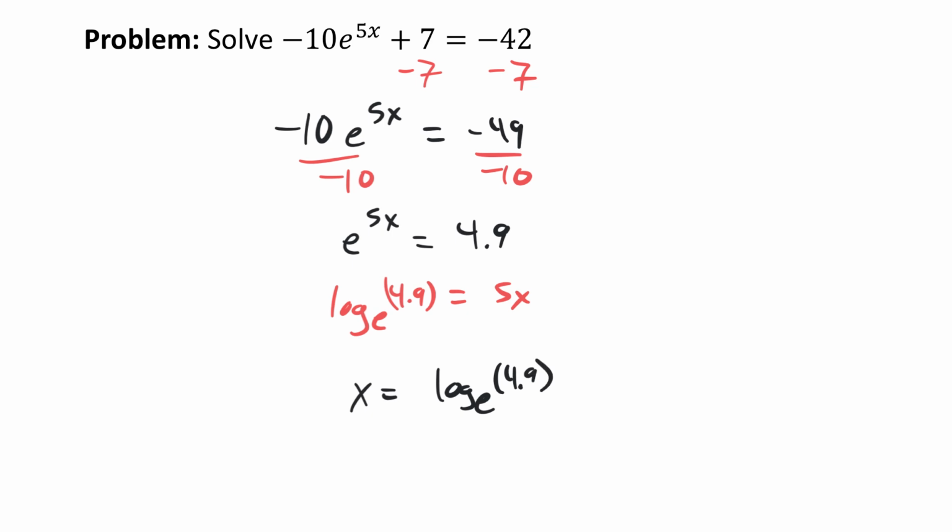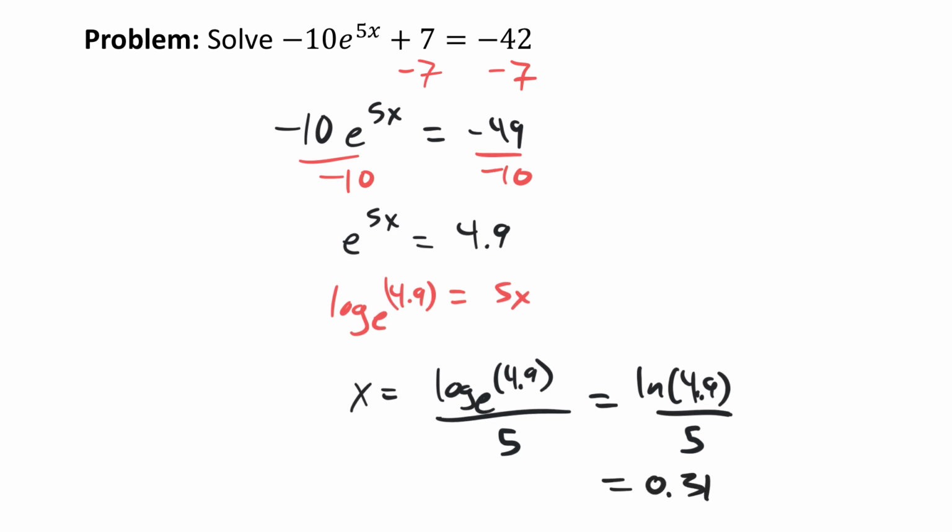over 5, which we could also write as ln 4.9 over 5 if we were just wanting to be a little more efficient. And then if we type that in on our calculator, we're going to get our final decimal, which is 0.318. Now, if they said solve for x, you're welcome to get that final answer.